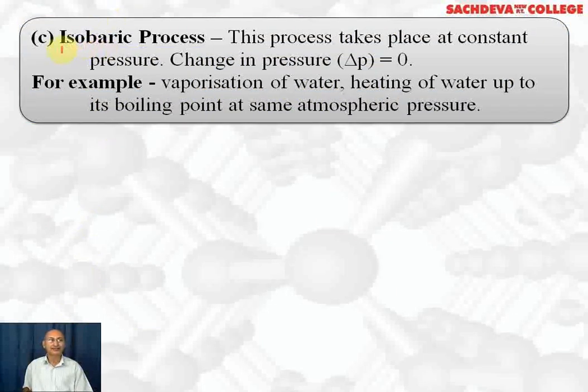Isobaric process. As the name suggests, iso means same, baric means pressure. That is, in this process, pressure remains constant. And if pressure remains constant, it means delta P is equal to 0. For example, vaporization of water. When we carry out vaporization of water in an open container, external pressure is acting on it, and that external pressure remains constant for a particular instant of time, not for a very long time, and it will be taken as atmospheric pressure. Heating of water up to its boiling point at the same atmospheric pressure is also an isobaric process.